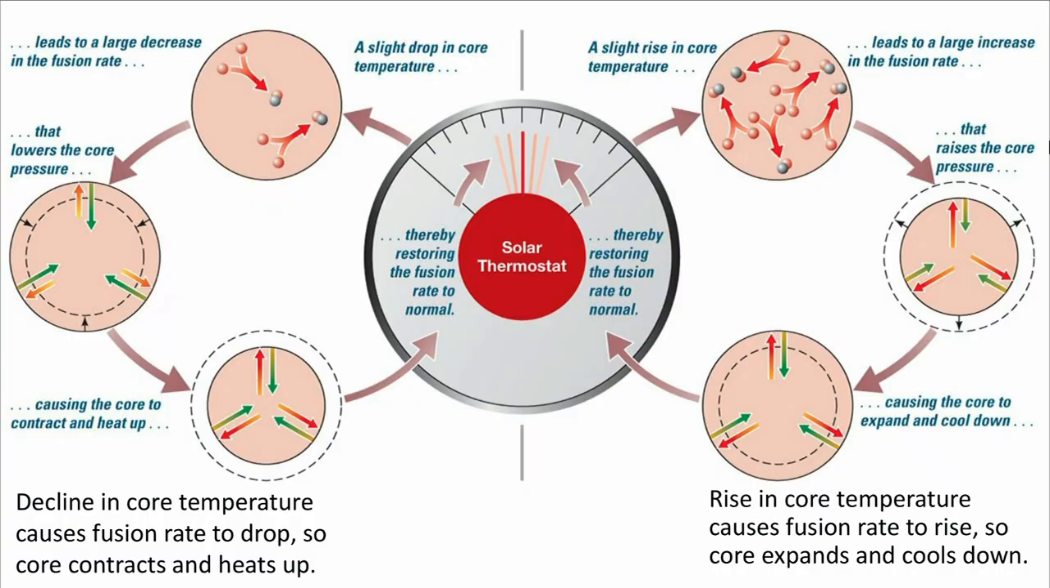And then the reverse happens if the core gets too cold: it will shrink. That shrinking will make things tighter together, making it easier for nuclear reactions to happen. Increasing nuclear reactions heats the core up, so it expands and returns to its steady state.